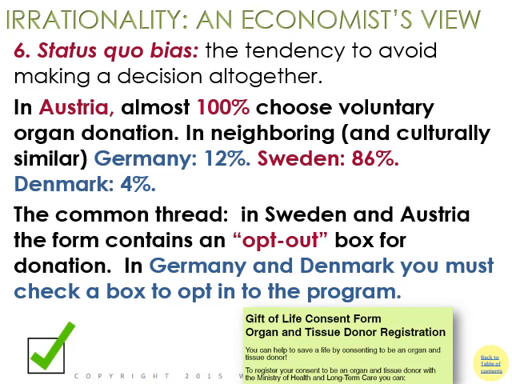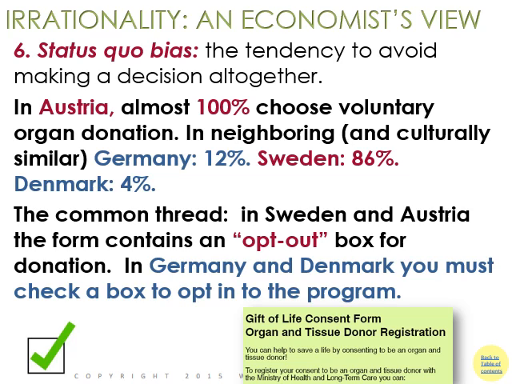In European countries, when you renew your driver's license, you're asked whether or not you want to participate in voluntary organ donations. And in Austria, it's nearly 100% participation. Germany, 12%. Sweden, 86%. Denmark, 4%. How do you get these big differences?